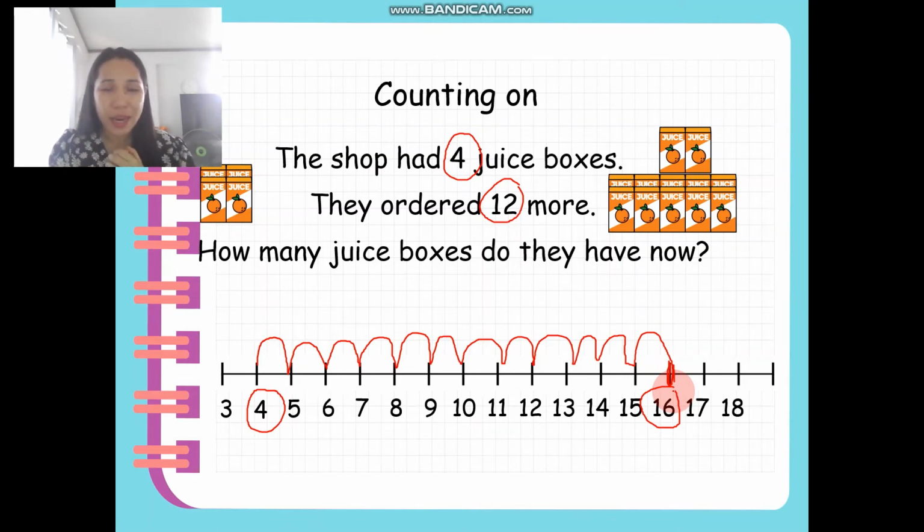Make it easier, I'm going to give you a tip. You can also do the opposite. So the number that is bigger, you start jumping from there. Okay?